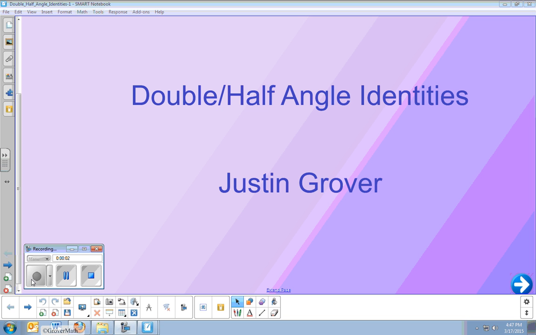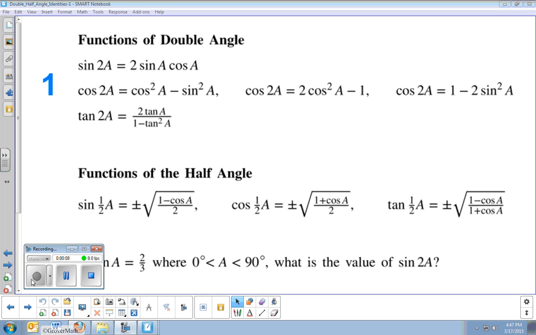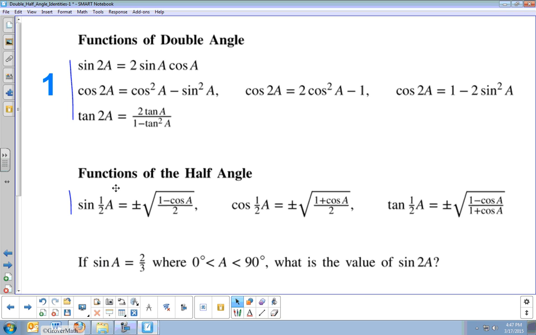Double and half angle identities for trigonometry, Algebra 2 Trig Regents. So, functions of double angles, functions of half angles. The good news here is that all of this is going to be given to you on a reference sheet on the Regents. So you do not need to memorize any of this.